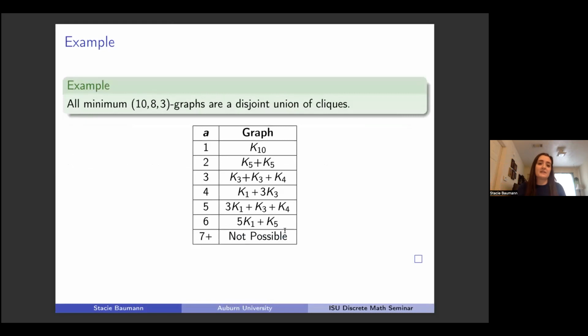Okay, so that proves it for this example. If we fix the independence number and show that the minimum is a disjoint union of cliques, then the minimum overall has to be a disjoint union of cliques.